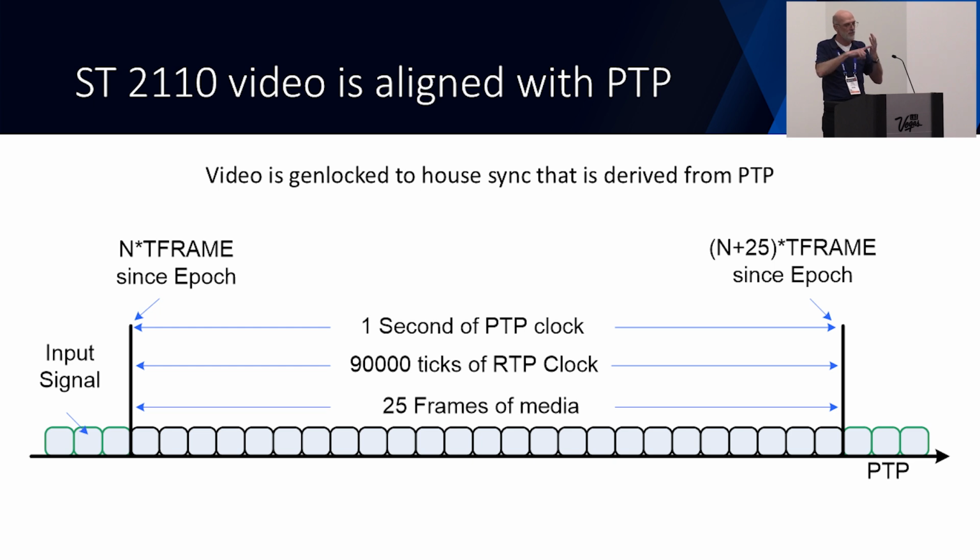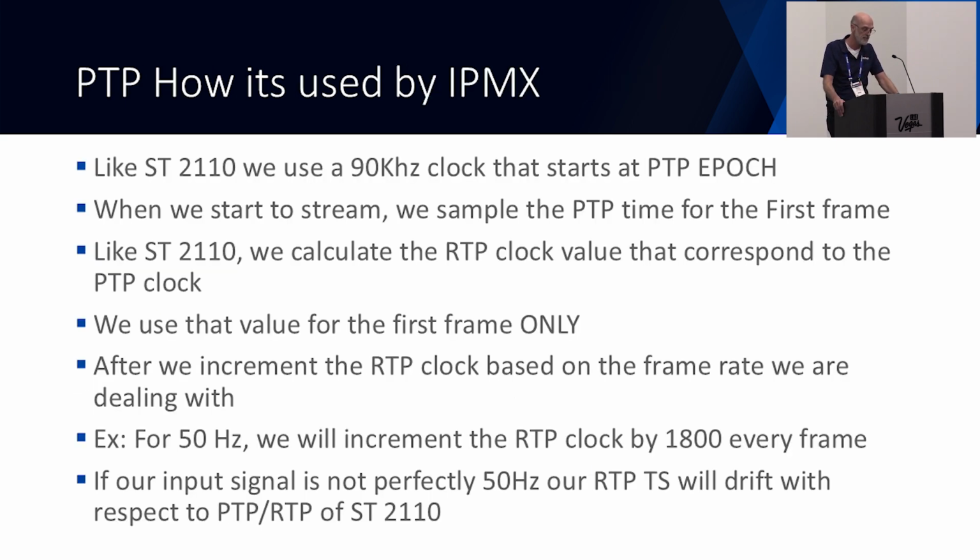So our frames are aligned, they started at epoch, they match exactly. I'm several years after, and that VSync still aligns with that PTP clock at that number. That's synchronized, because everything's gen-locked to house sync and everything.